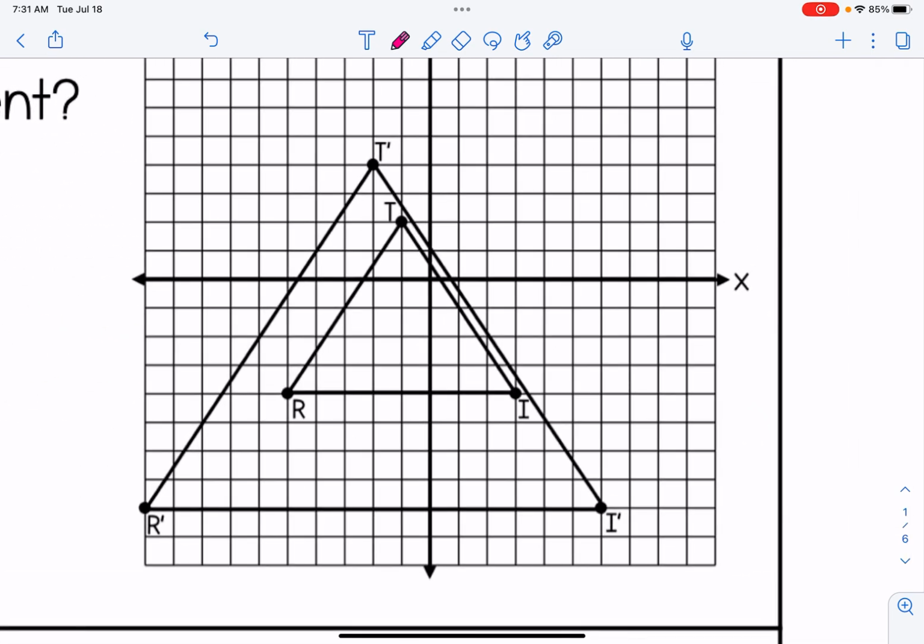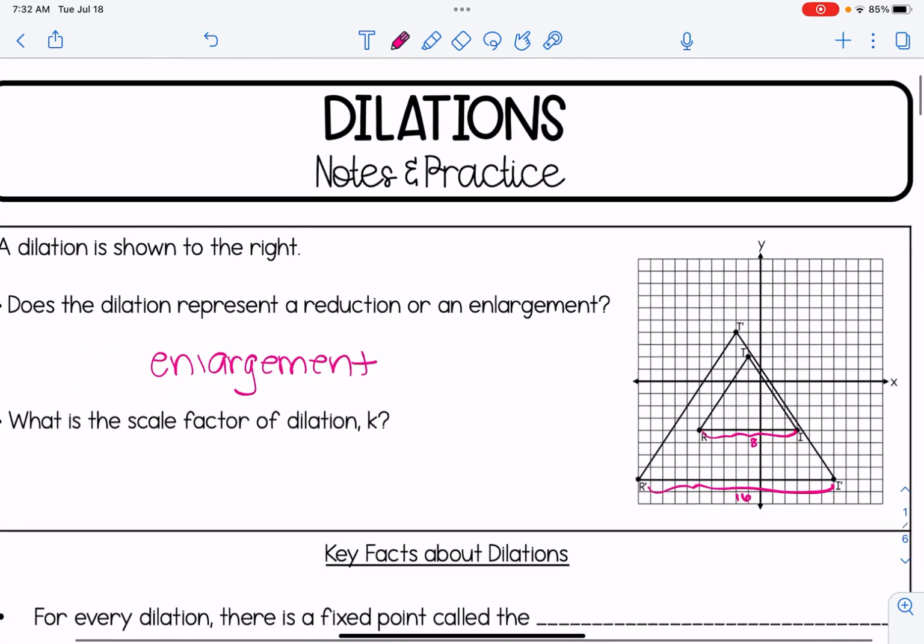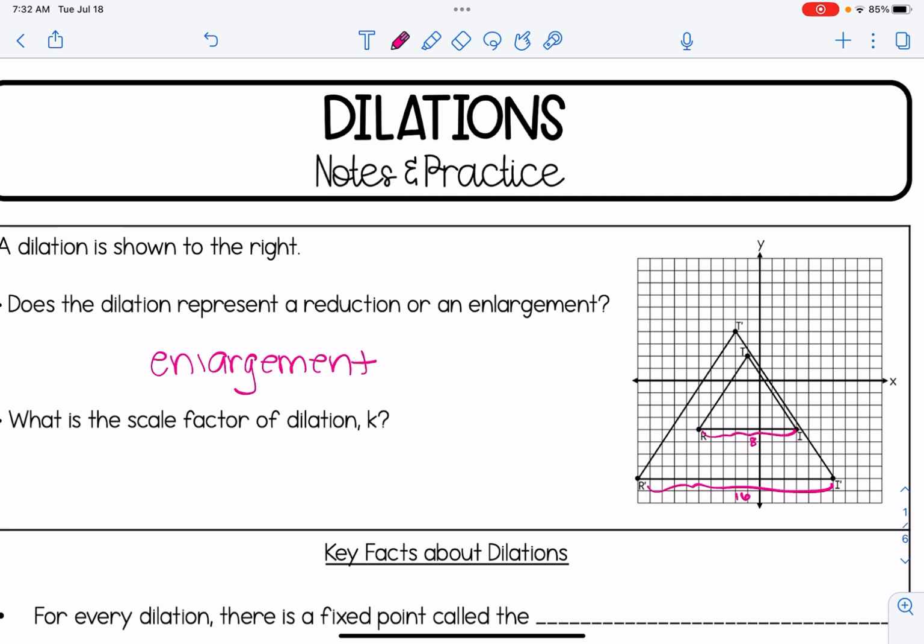So we want to compare something from the pre-image to the image. There's a couple options of what we could do. One thing I can do here is take a look at the length of RI, and I can see that this is 8 units. If I take a look at the corresponding side in the image, R prime, I prime, I can see that's 16 units. Since this has been doubled, I know that this is a dilation of scale factor 2. It's whatever you are multiplying by. Dilations always indicate multiplication. So in this case, K, the scale factor, is 2.